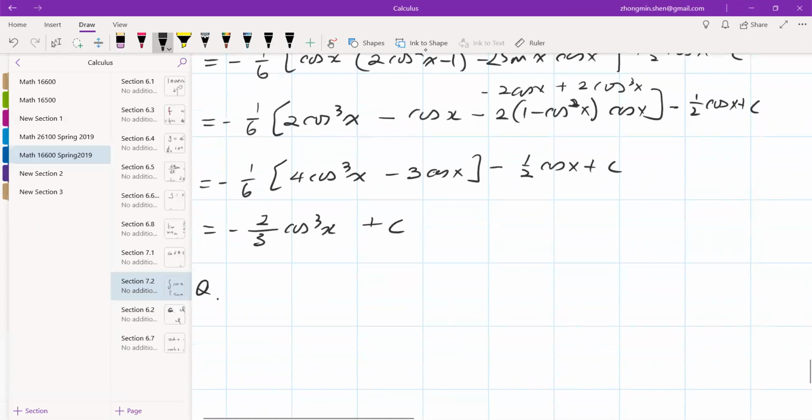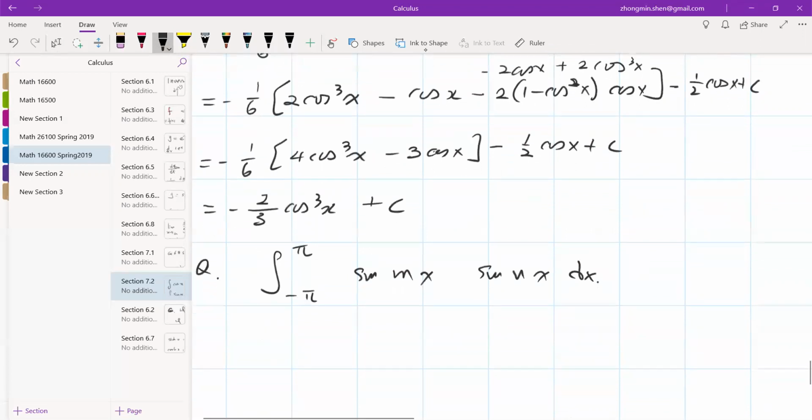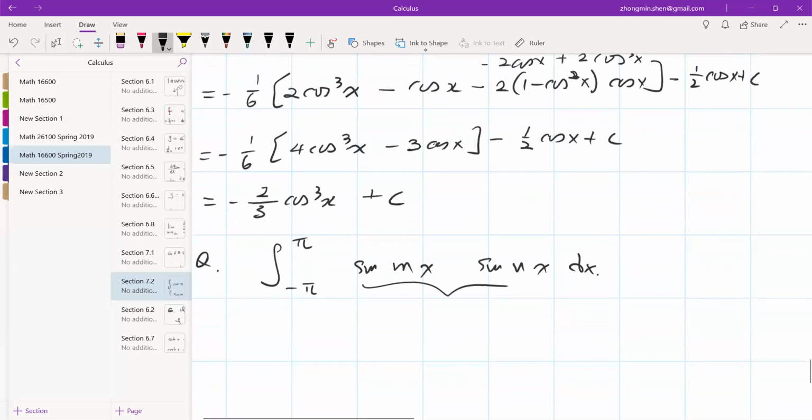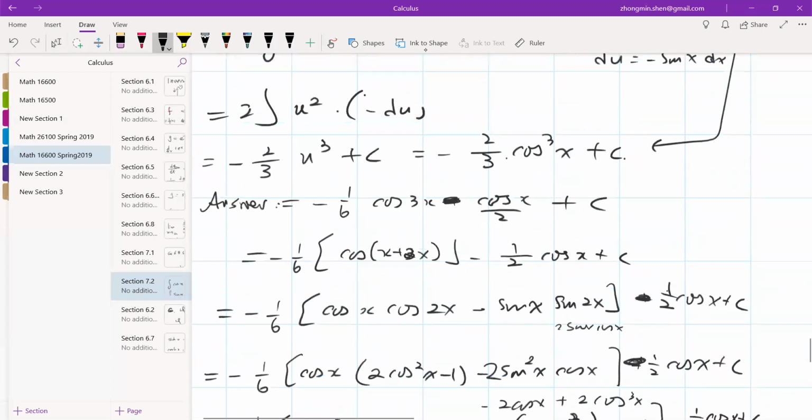So let's look at evaluating this integral, sine mx and sine nx dx, okay? So this is sine times sine. Let's go back, which formula can we use, okay? We go back to the formula, I think it'll be cosine, okay? So here's a formula.